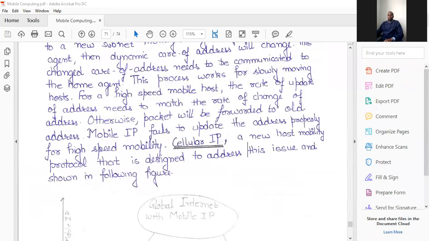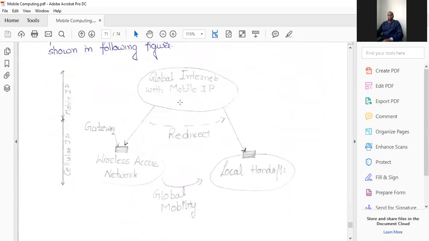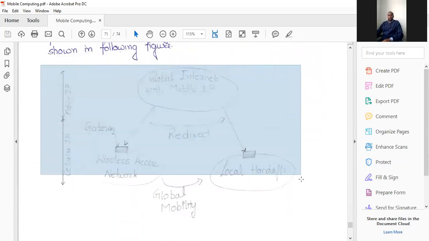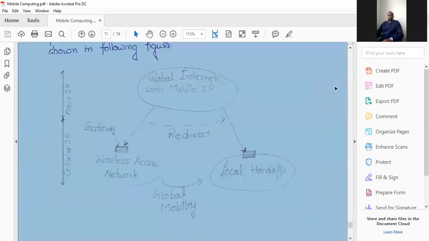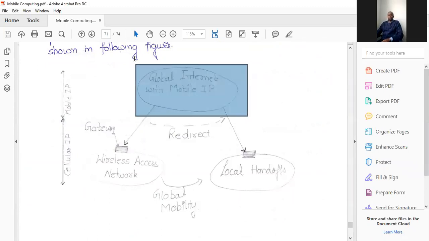Okay, so for cellular IP to be able to address the issue of location updates for data roaming, this particular diagram shows how that happens, right? We have a general global internet for mobile phones. Therefore, mobile IP is the mechanism that is used to facilitate data roaming.